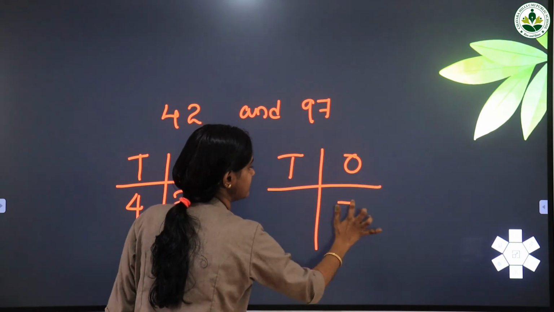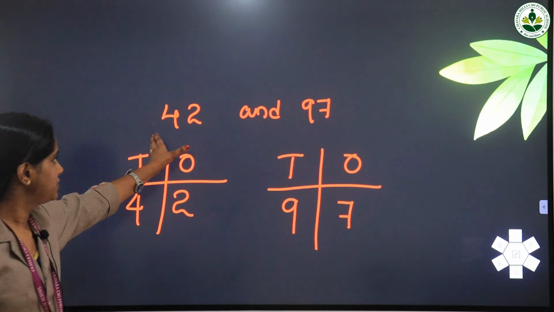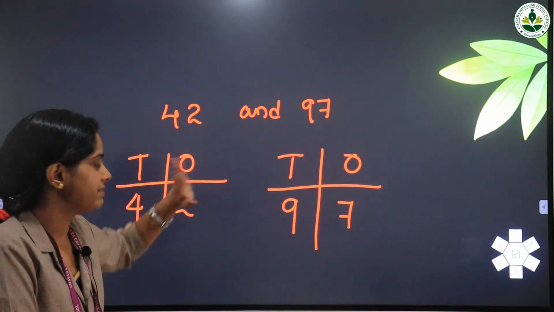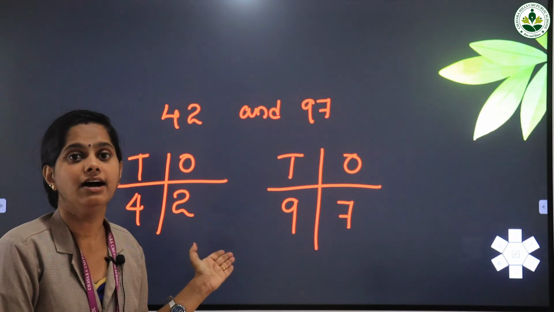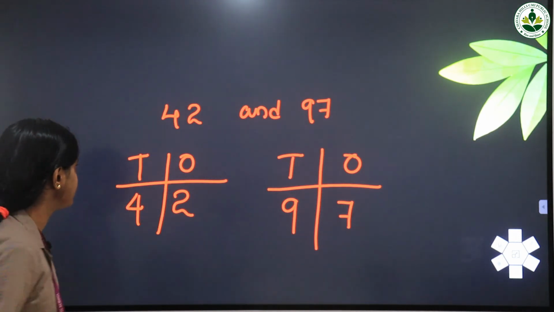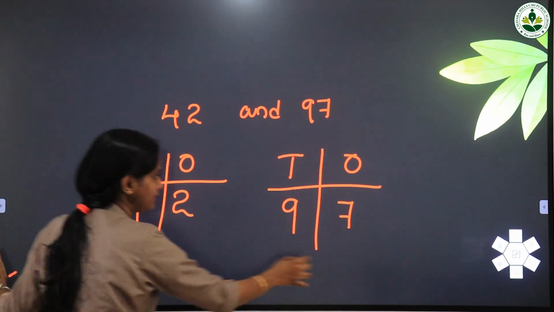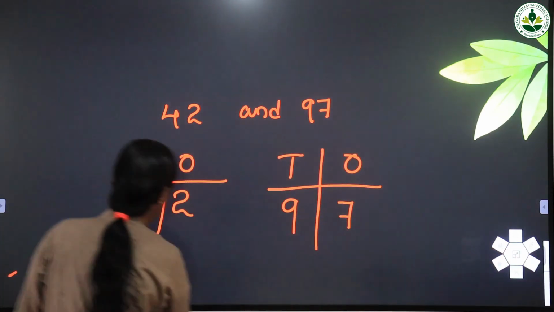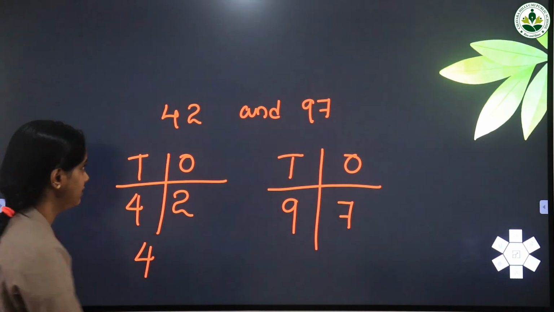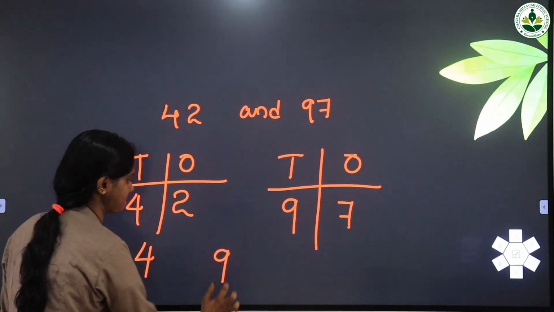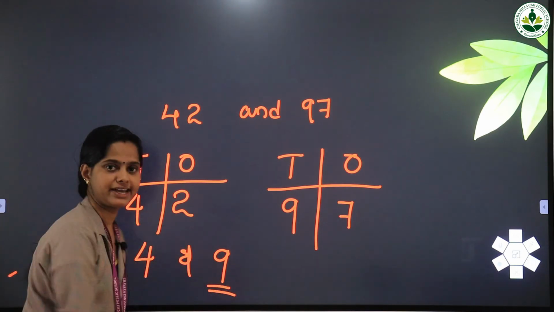Here we can see 7 ones and 9 tens. 42 has 2 digits and 97 also has 2 digits. So we check the digits in the tens place. In 42, the digit in the tens place is 4, and in 97 the digit in the tens place is 9. We can see that 9 is the biggest number.